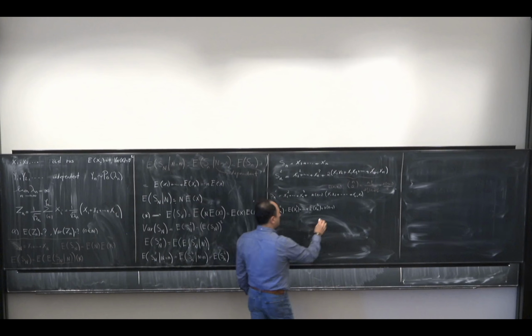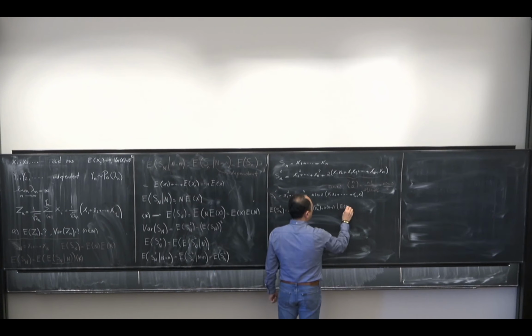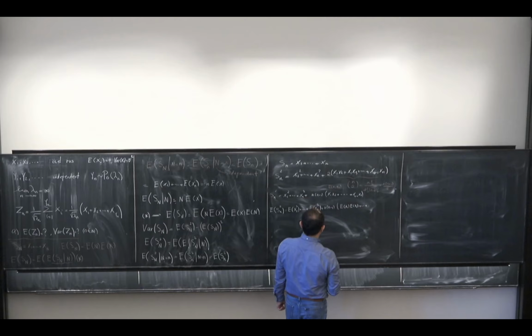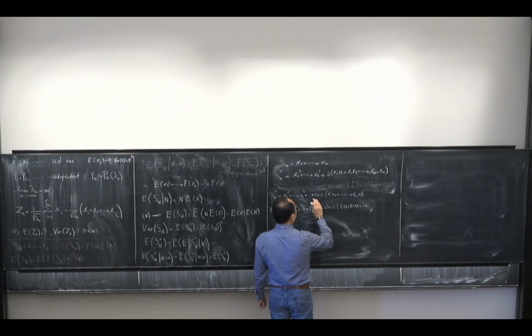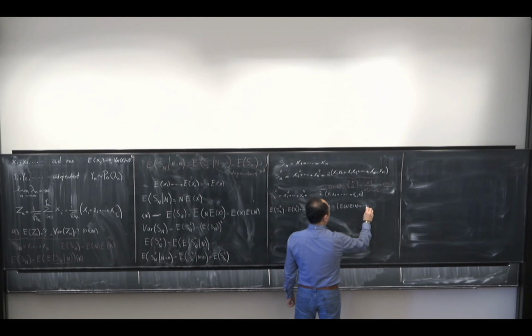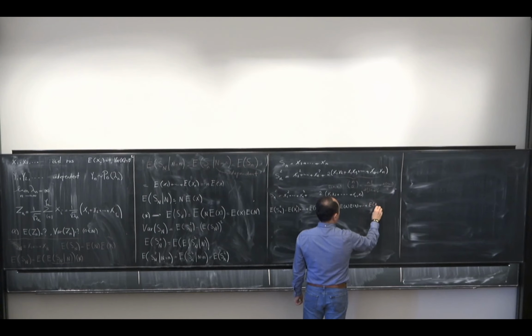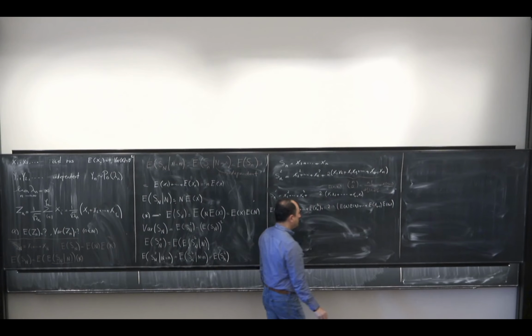So I can write it as E[x1] times E[x2], and it continues until, oh sorry, I made a stupid mistake. Yes, I made a very bad mistake. Still, this is 2. This is still 2. And then up to E[x_{n-1}] E[x_n]. Yes?